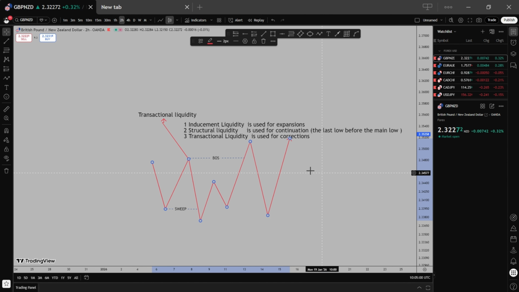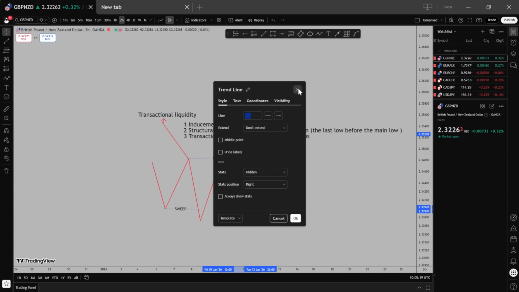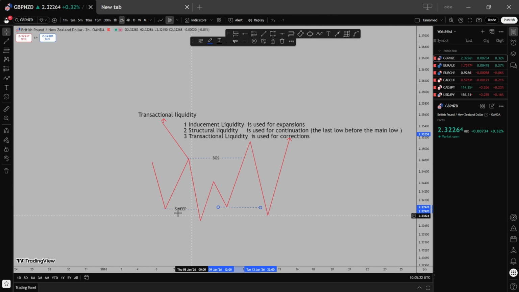Now, using this algo structure I drew out here, most of you that have been following me would know that I always mark here as my structural liquidity. Now, you should have gotten the reason by now. As you can see, this is my main low, this is my point of interest, this is where it swept this liquidity that was down here, right? So this is my protected point. So the last low before the main low, now this is my main low, this is the last low, so that is where my structural liquidity is.